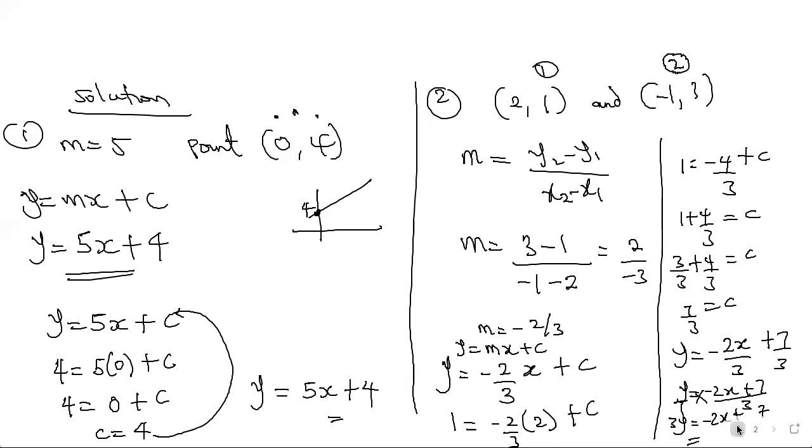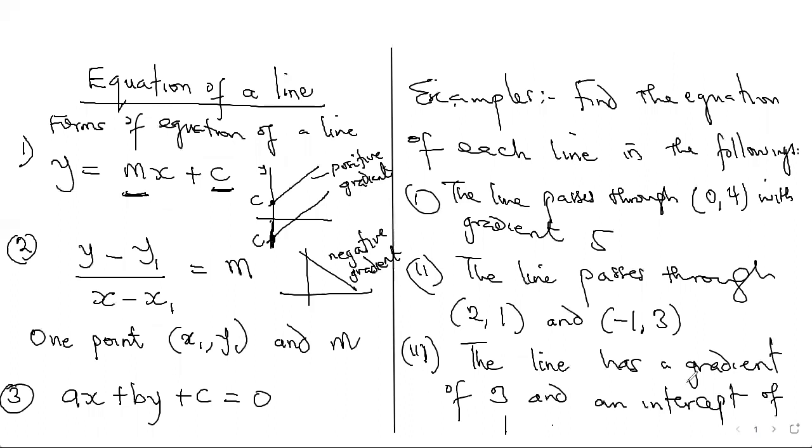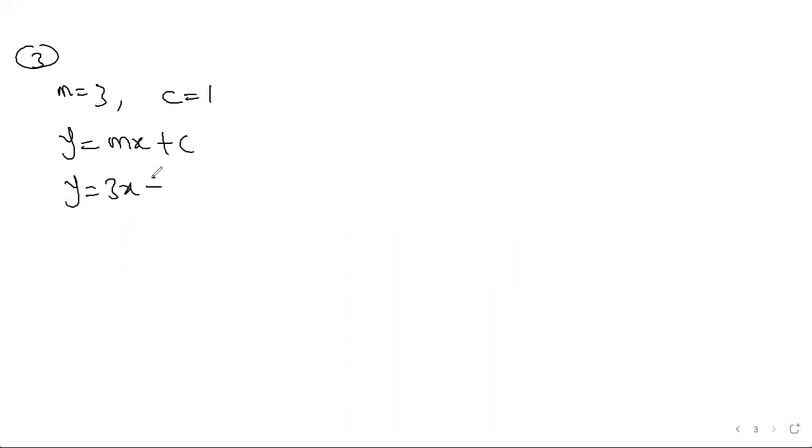Then the third one is this. You have that the line has a gradient of 3 and an intercept of 1. So you have gradient m is 3, intercept c is 1. So this is easy. Y equals mx plus c. So y will be 3x plus 1. Okay. All right, so that is that.